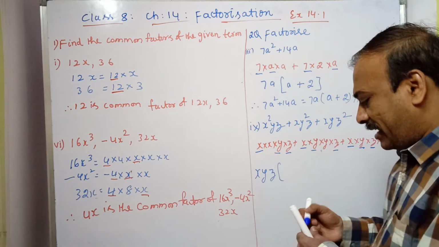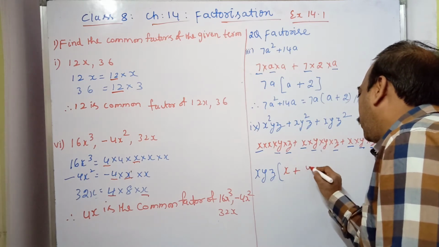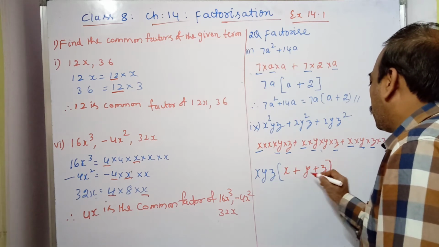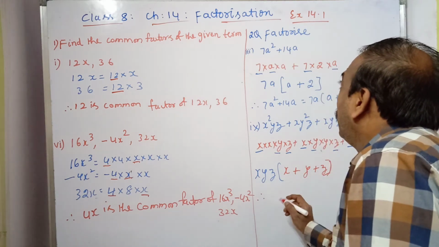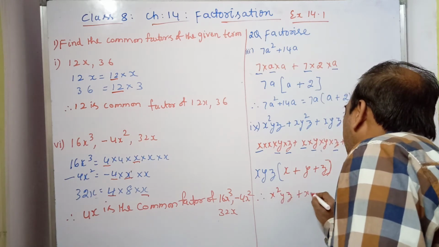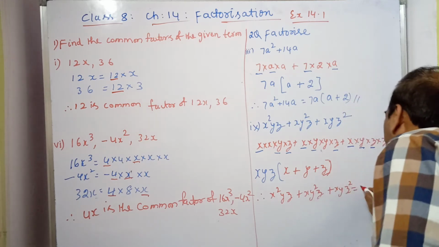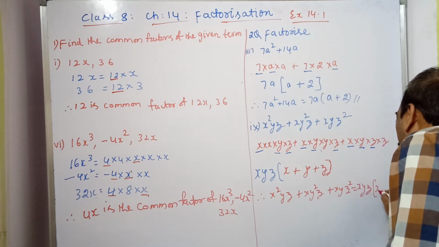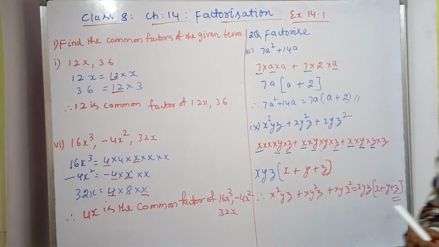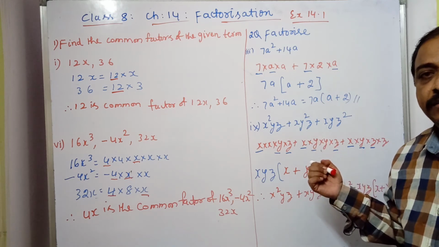What is left over here? When you take the common terms outside, what is left over is x plus, here left over is y plus, here left over is z. Therefore x square yz plus xy square z plus xyz square is equal to xyz into (x plus y plus z). This is called factorization. Is it clear? Yes.